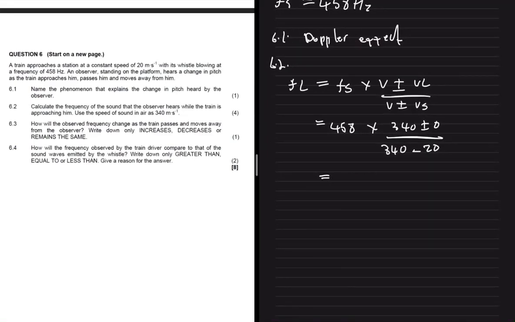So let me go ahead and do that. 458 multiplied by 340 divided by 340 minus 20, 320. That is 486.625 Hz.